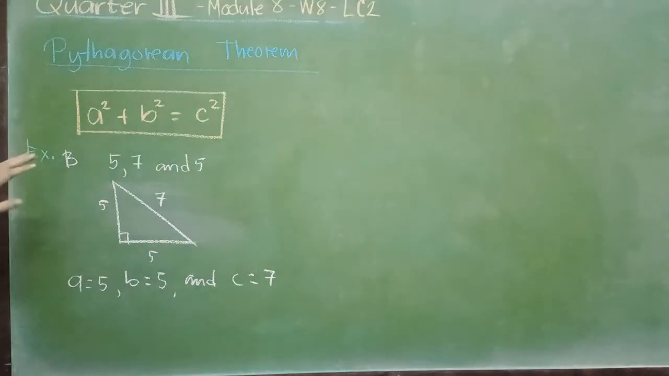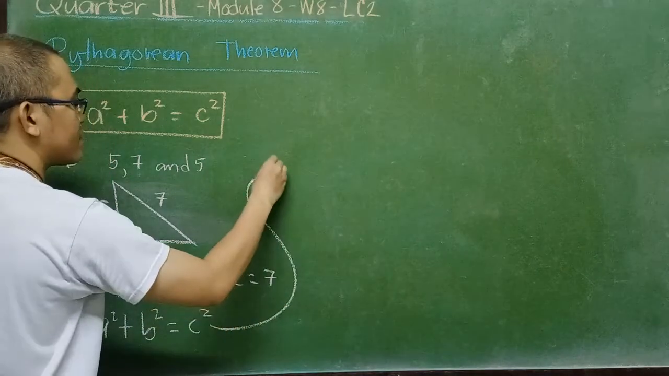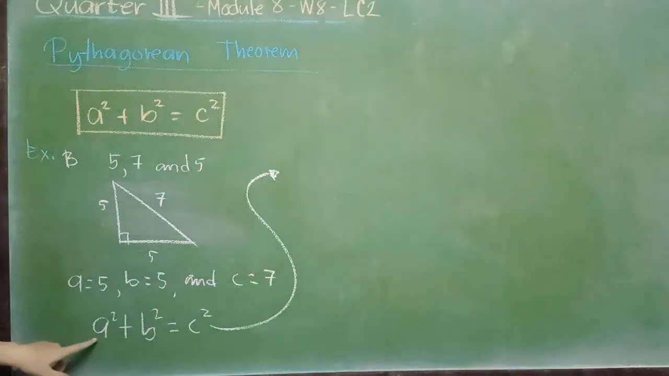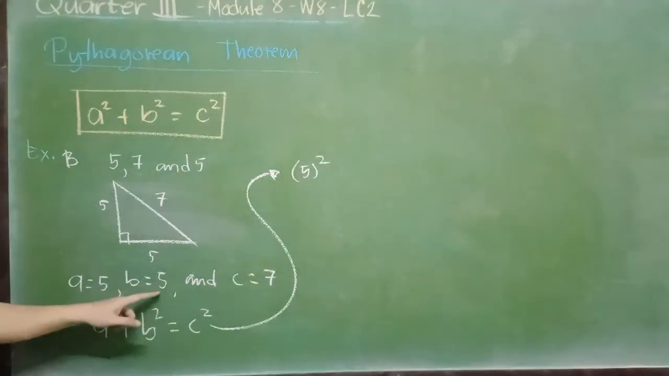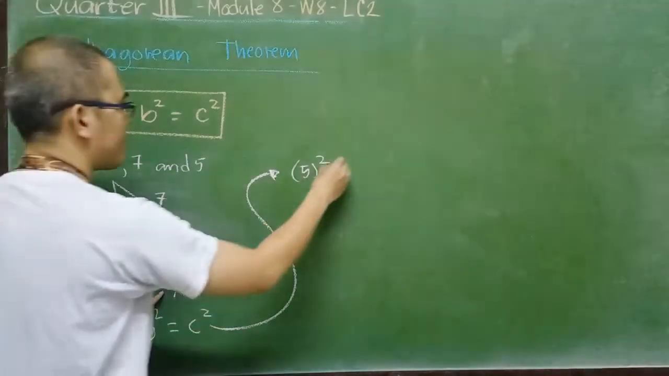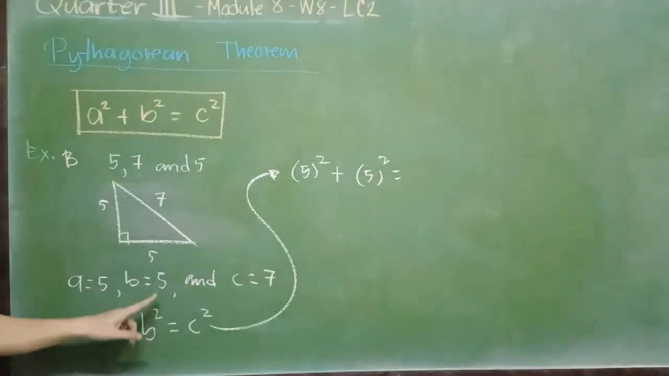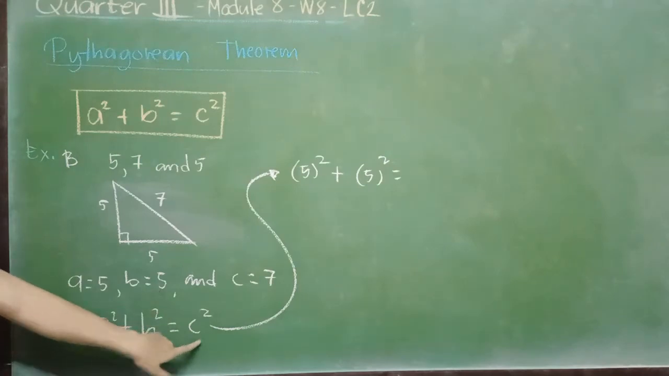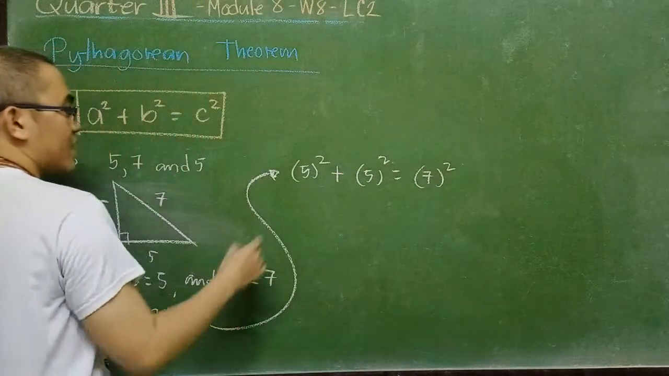So substituting this value sa formula natin, A squared plus B squared, C squared. So yung A natin will be 5. So 5 squared. Yung B natin will be also 5 plus 5 squared. Tama? Yung B palitan mo ng 5. And then yung C is equal to 7. So yung C palitan natin ng 7. Tapos square. And then you simplify.